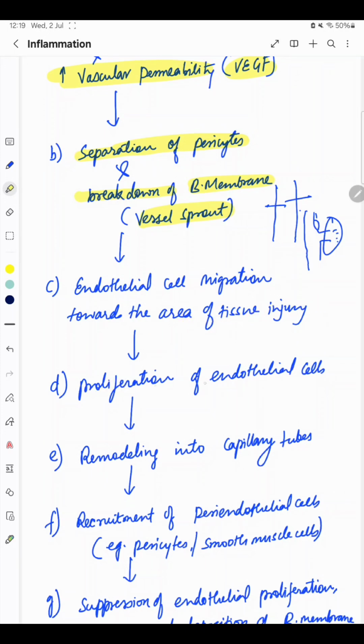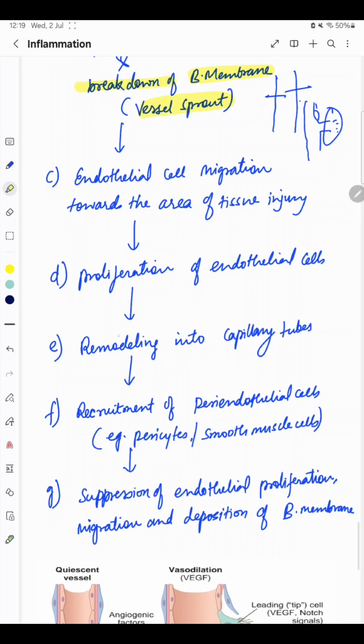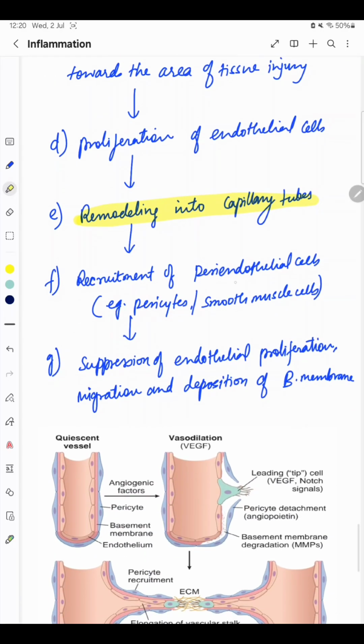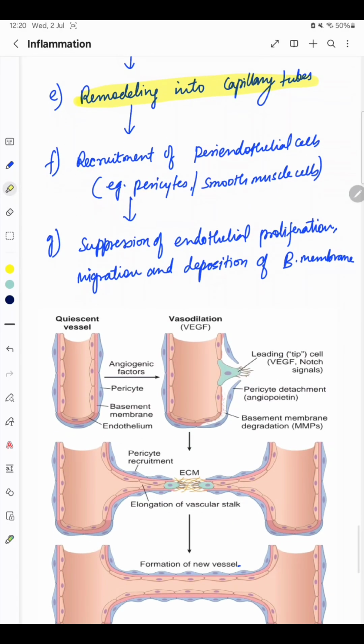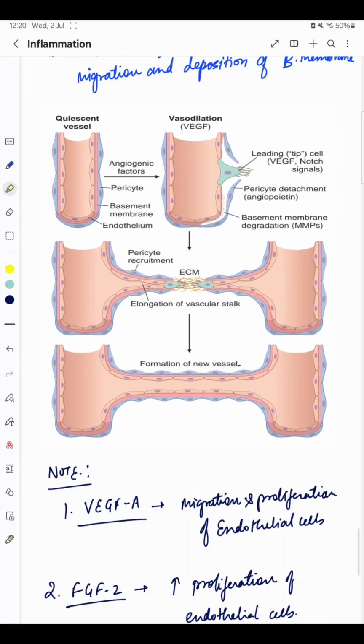Proliferation of these endothelial cells takes place. After the proliferation, there will be remodeling into capillary tubes and recruitment of the periendothelial cells, pericytes and smooth muscle cells. And lastly, the suppression of endothelial proliferation and migration, and deposition of basement membrane. This is a diagrammatical representation. This is a quiescent vessel.